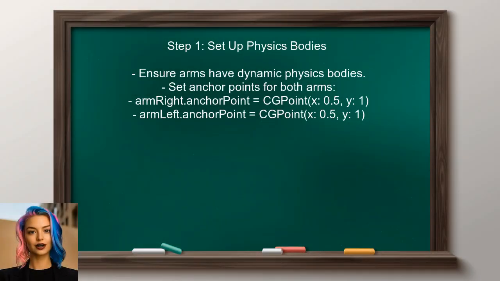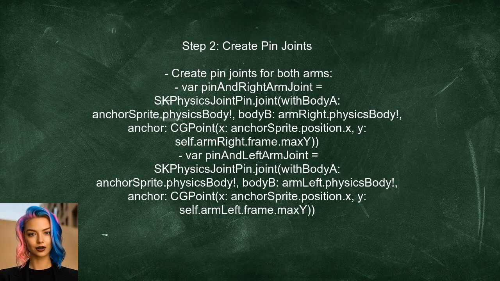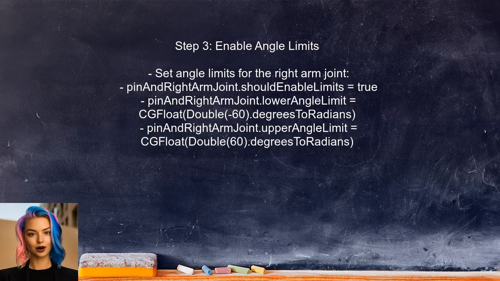To achieve the desired pendulum effect, the user should first ensure that the physics bodies of the arms are set up correctly. This includes defining the anchor points and ensuring they are dynamic. Next, the user should create pin joints between the anchor sprite and each arm. This will allow the arms to swing from the anchor point. After setting up the joints, the user should enable angle limits on the pin joints. This will restrict the arms to swing within a specific range, creating the pendulum effect.